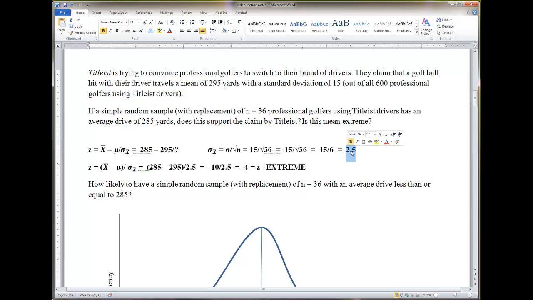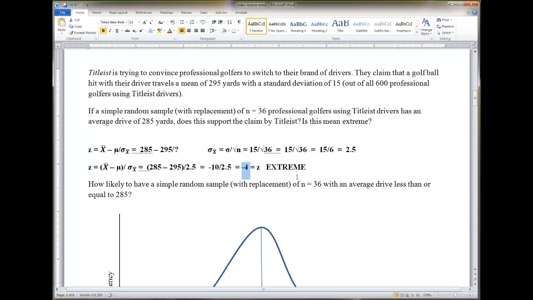So we can plug this value into the denominator of our z statistic, and the numerator is just the sample mean, which is 285 right here, minus 295, the population mean right here. So we divide our observed difference by the difference we would expect to see by chance, and we end up with -4.